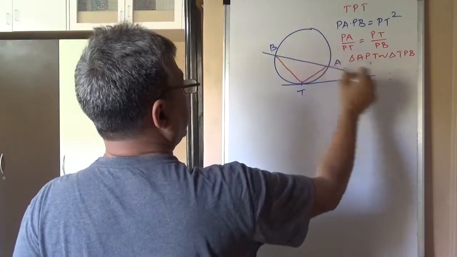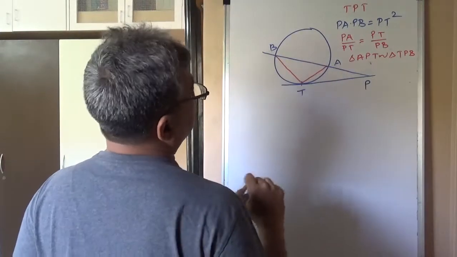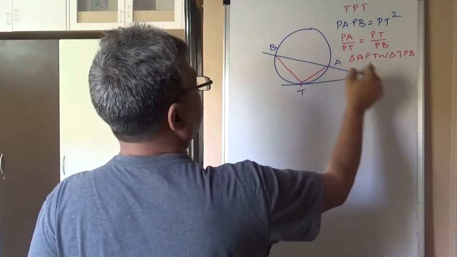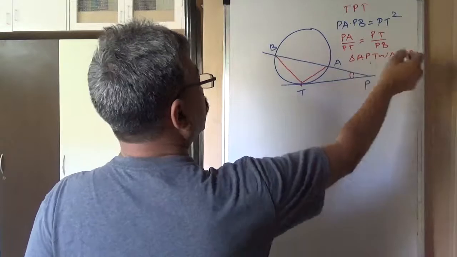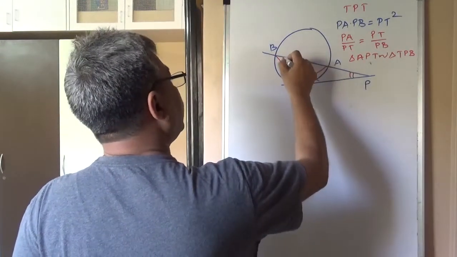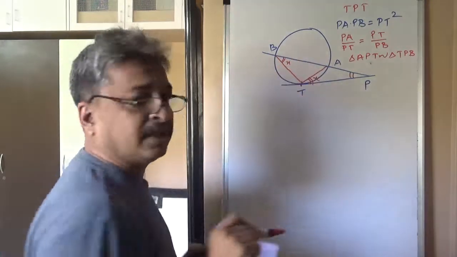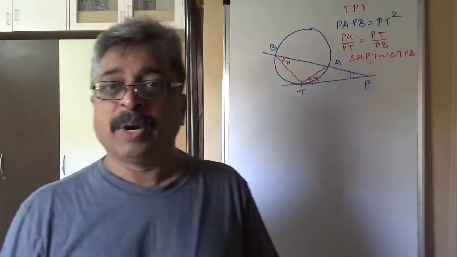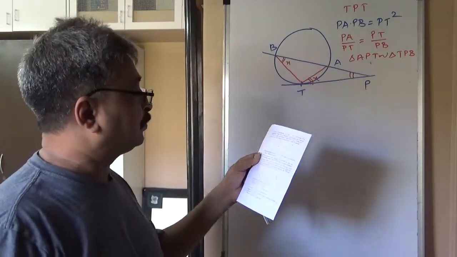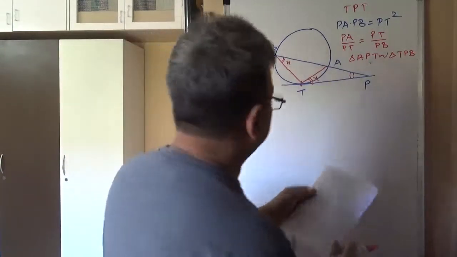So is APT similar to TPB? Angle P is common in both, and just now we have learned that this angle X is equal to this angle X. Therefore these two triangles are similar by the tangent secant theorem, and hence you end up getting PA into PB is equal to PT square.